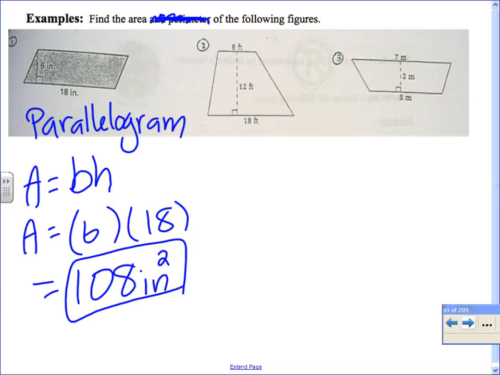Good. Good. Parallelogram, both opposite sides are parallel. Trapezoid, there's only one set of parallel sides. Plus, the trapezoid has two different bases, base 1, base 2.